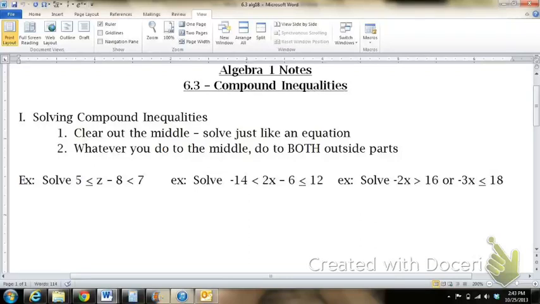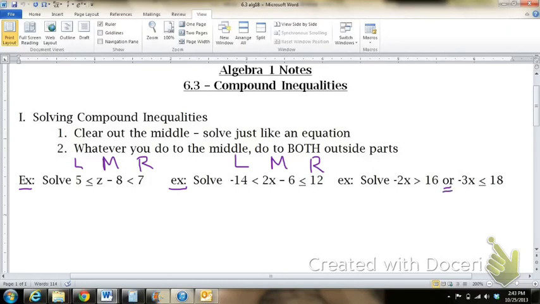In section 6.3, we're going to solve compound inequalities. And what that means is that you have an inequality symbol on both sides of your variable, or you have two separate inequality problems as one question. So if you have a problem like the first or second example, where you have a left side, a middle portion, and a right side, left, middle, right, but down in the last example here, I don't have that.